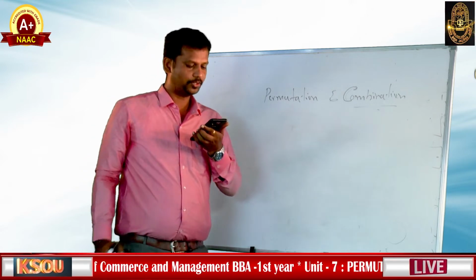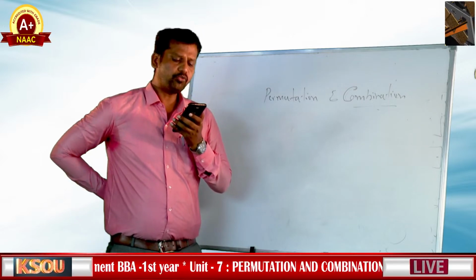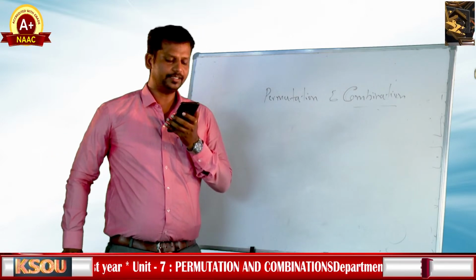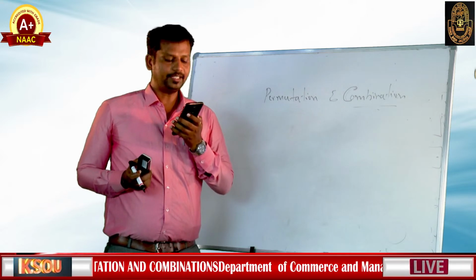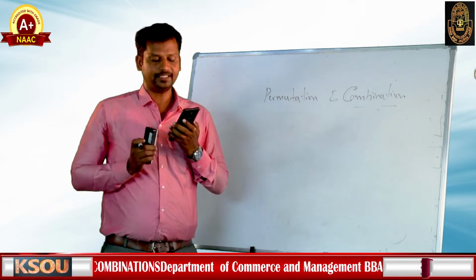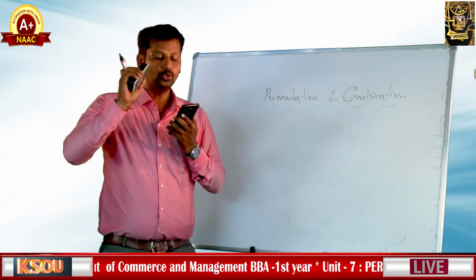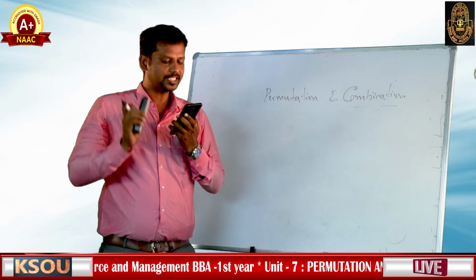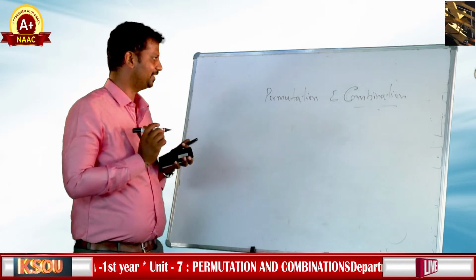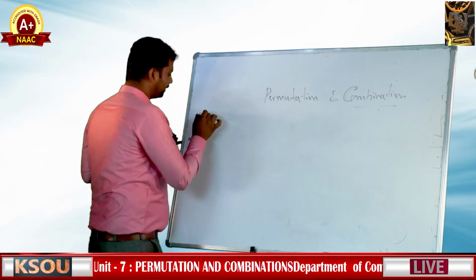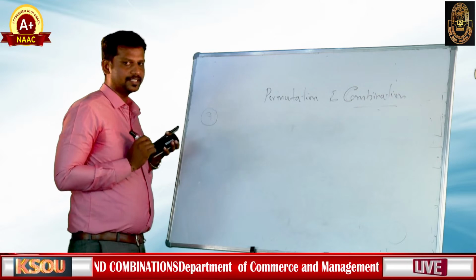Okay, so in your study material, question number 10: find how many ways a party of 7 is selected from 5 boys and 2 girls if the boys must be the majority. The question is very interesting. What is the question? You should select 7 members.